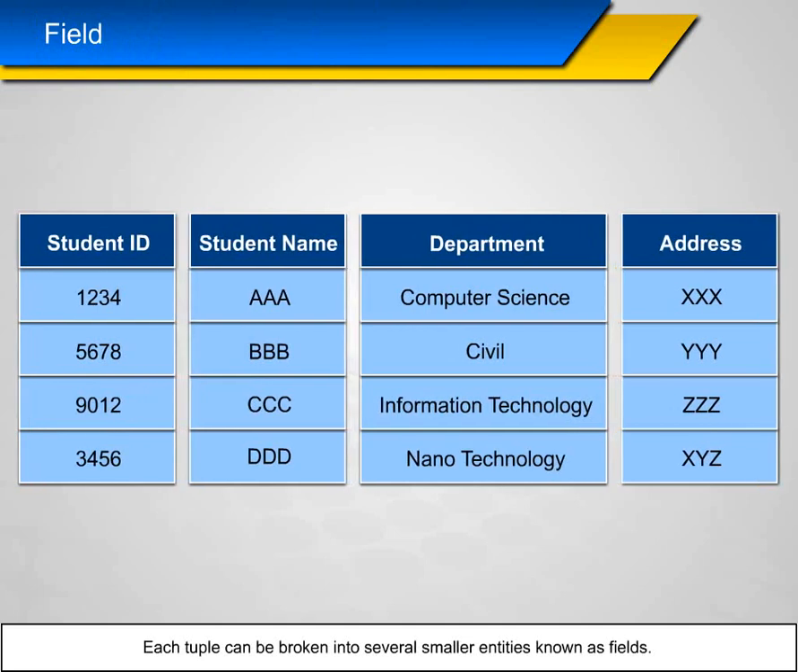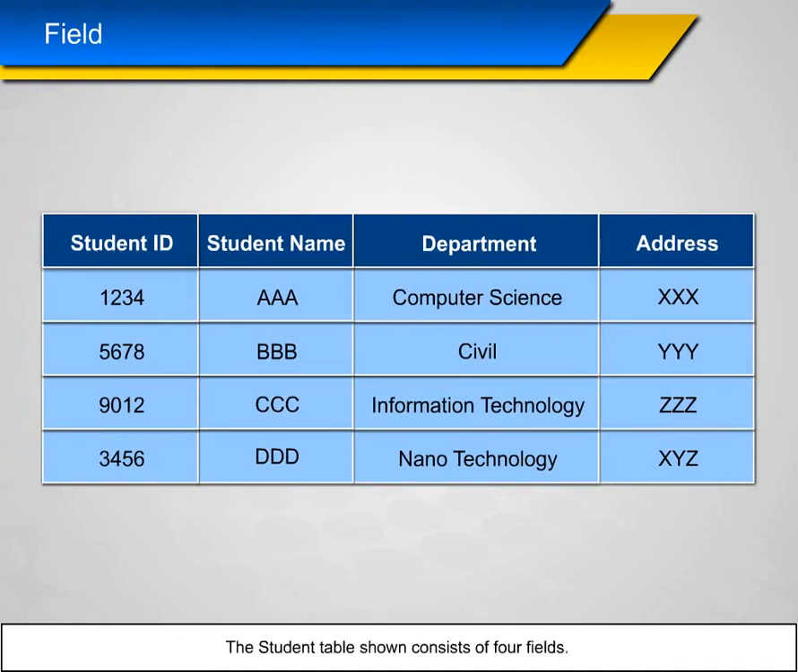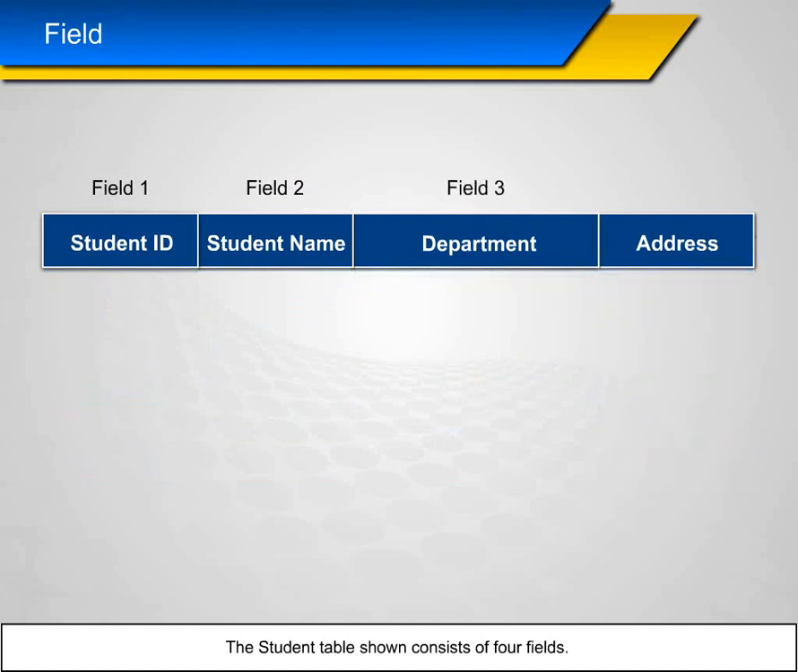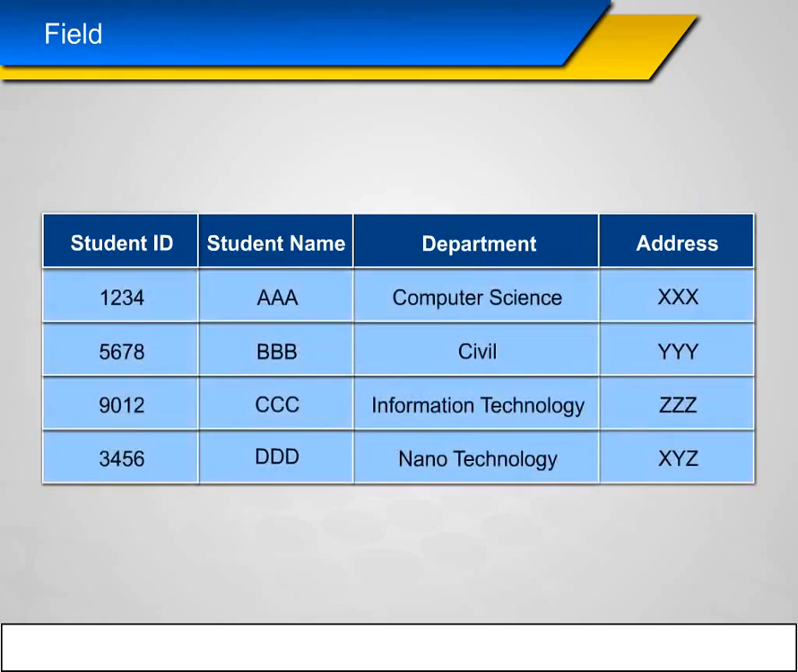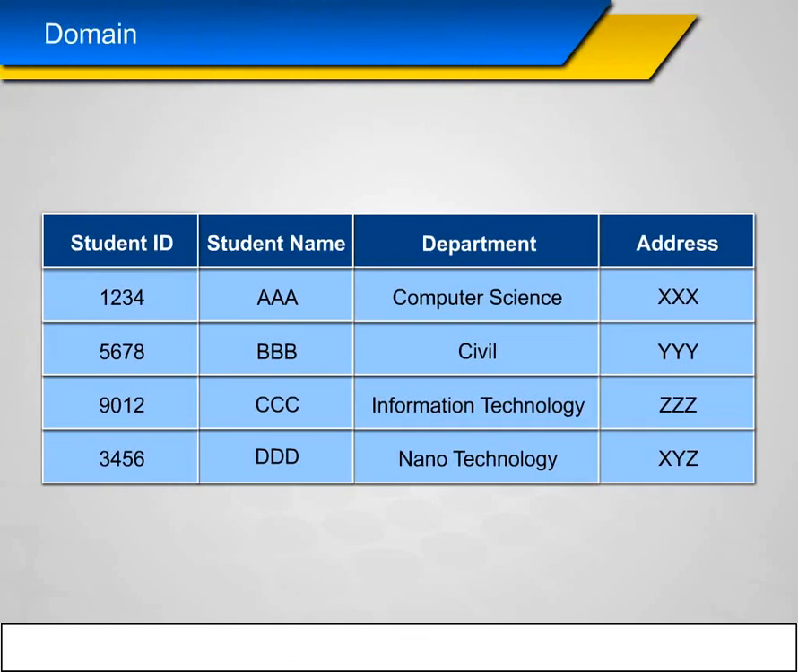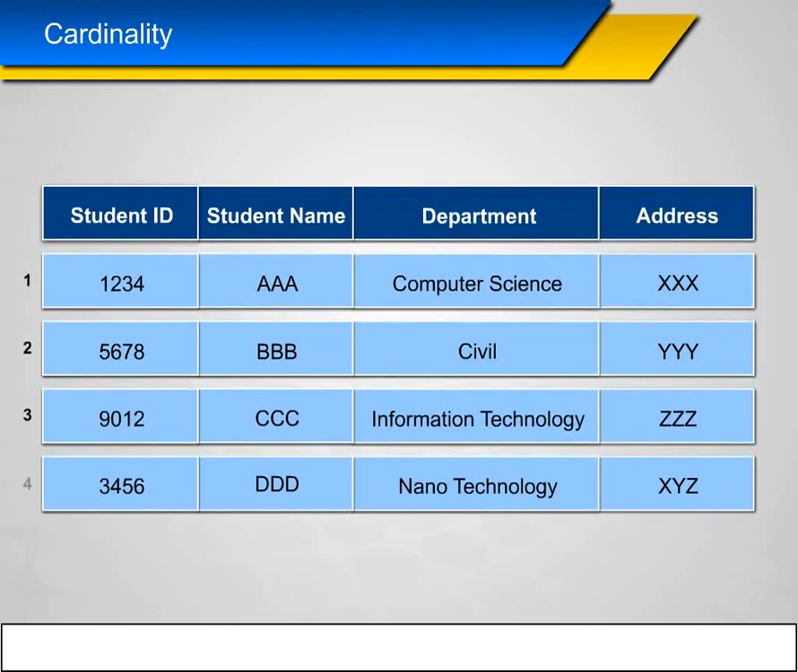Field. Each tuple can be broken into several smaller entities known as fields. The student table shown consists of 4 fields. Degree. Degree refers to the number of attributes in a relation. Shows the degree of the student table, and the degree is 4. Domain. Domain refers to the set of allowable values for one or more attributes. Cardinality. Cardinality refers to the number of tuples in a relation. Shows the cardinality of the student table, and the cardinality is 4.